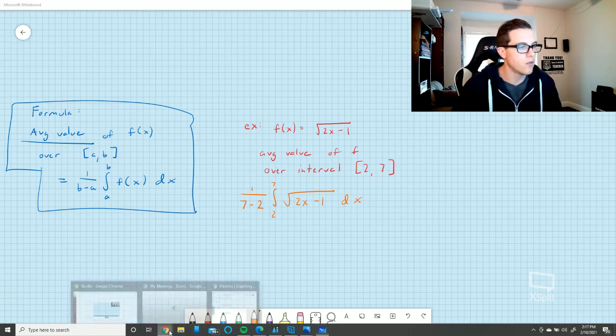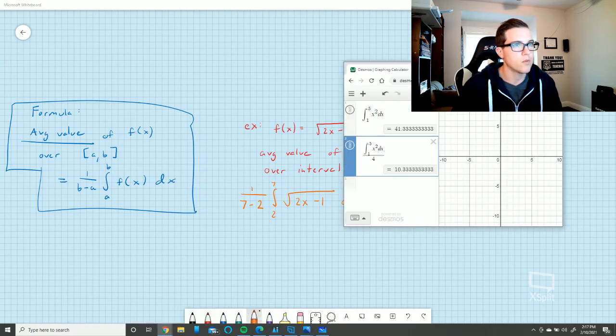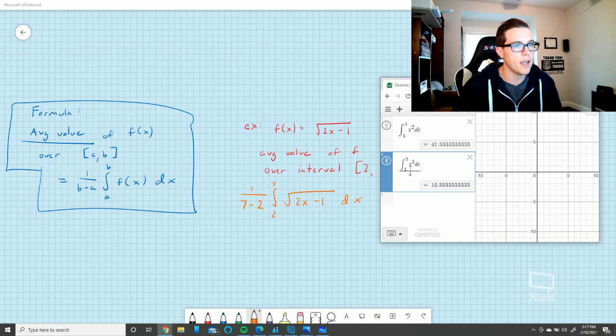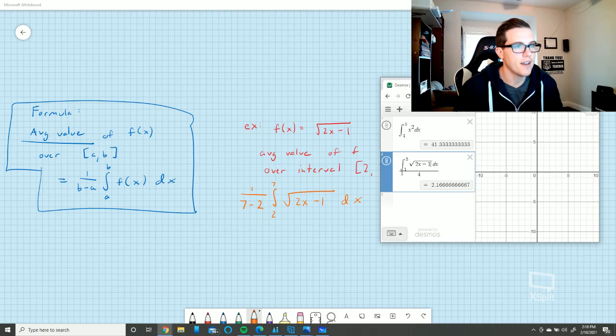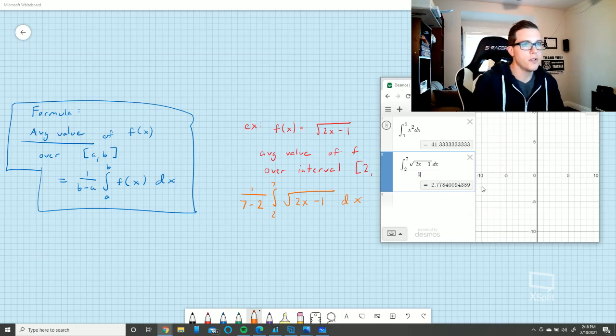So then we can do what we just did. Let Desmos do the work for us. This is one you should be able to do by hand. But again, we will let Desmos, or soon to be graphing calculators, be our guide. 2 to 7, and then divided by 7 minus 2, which is 5. So 2.77.